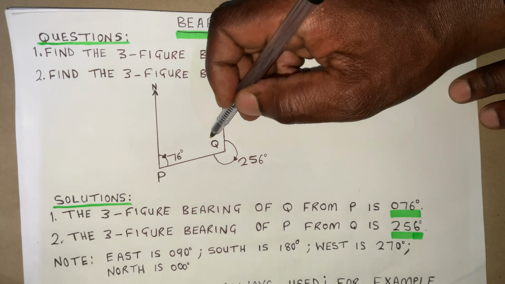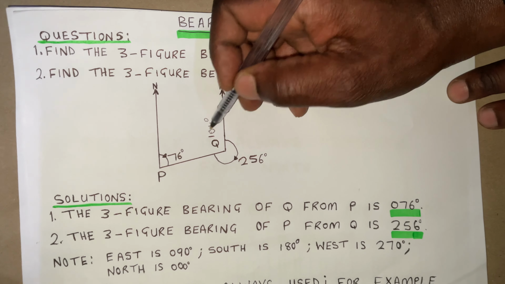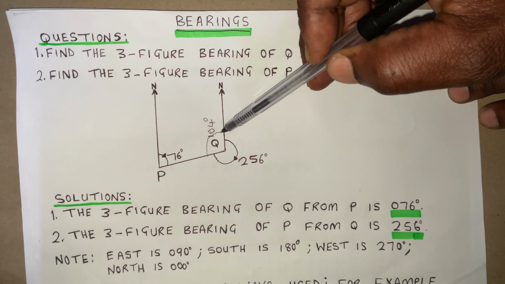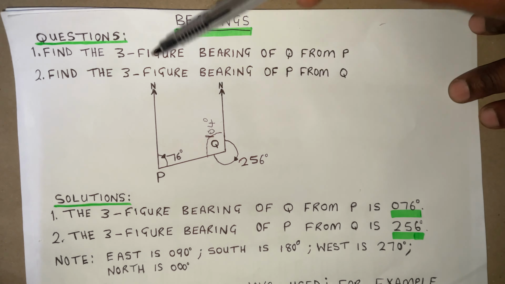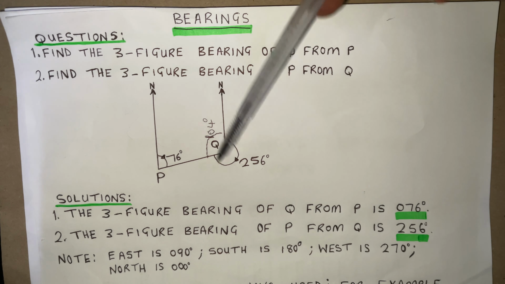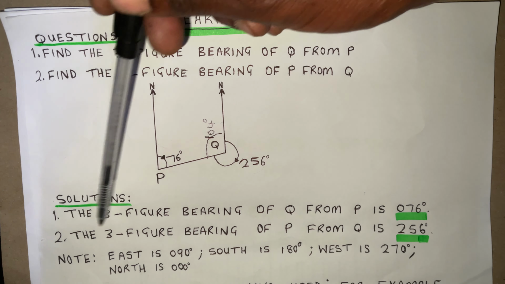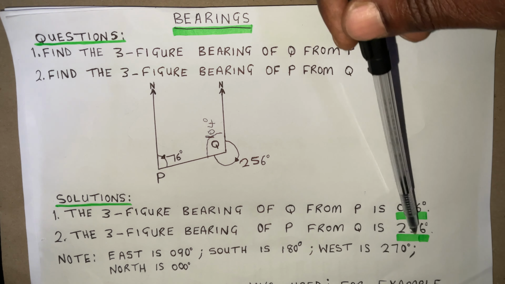104 degrees. That's the angle here using a protractor. Remember, one revolution is 360 degrees. So you say 360 degrees minus 104, and you get 256, which is the answer, the three-figure bearing of P from Q.